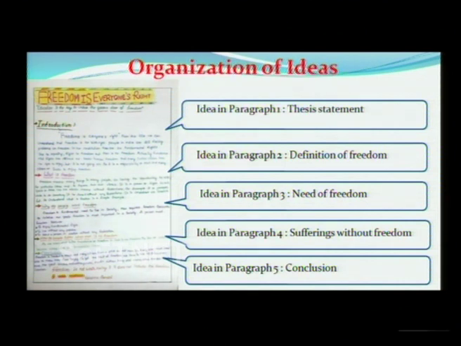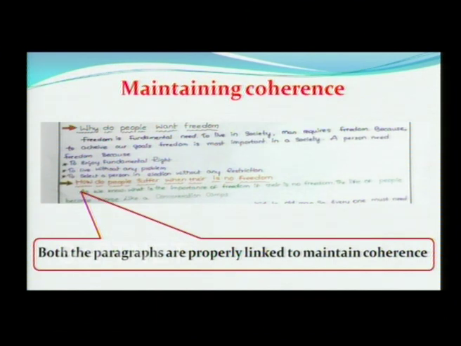And the fifth paragraph includes the conclusion. This is the concluding paragraph. So, by this, totally different ideas are organized in this essay. Now, maintaining coherence. See here, in this slide we could see two paragraphs. These two paragraphs are linked with each other with 'as'. You could see the arrow mark there. Both the paragraphs are properly linked to maintain coherence.